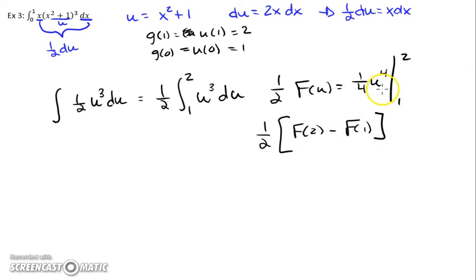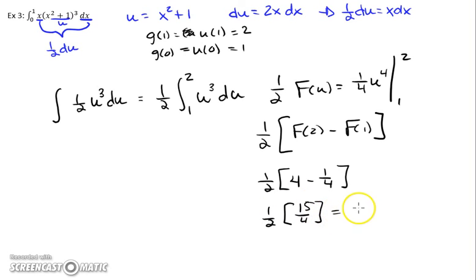So if we put 2 in here, 2 to the 4th is 16, divided by 4 is 4. 1 to the 4th is 1 times 1/4 is 1/4. So 1/2 of that. 4 minus 1/4 is 15/4. Times 1/2 is going to be 15/8.